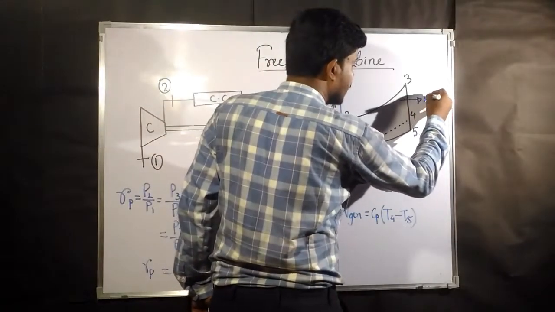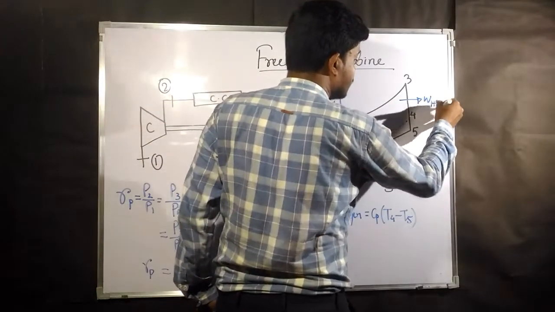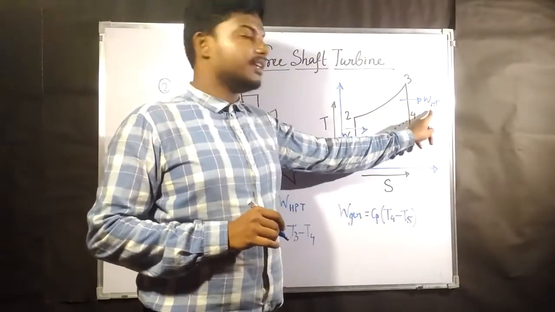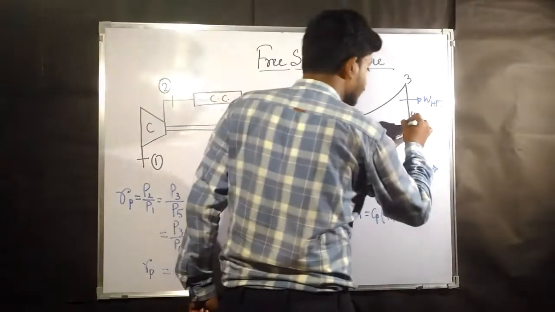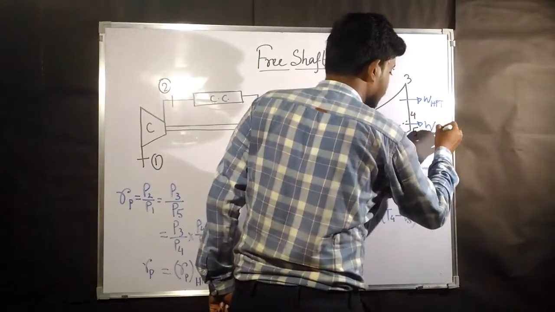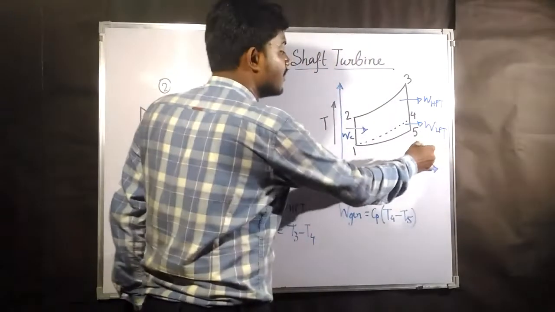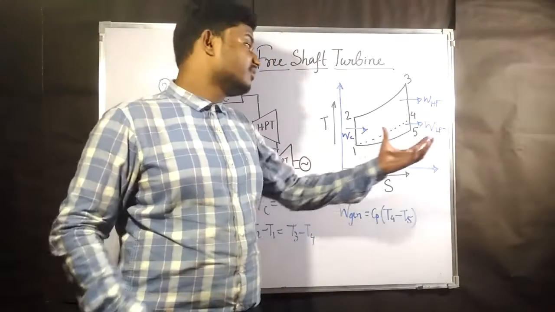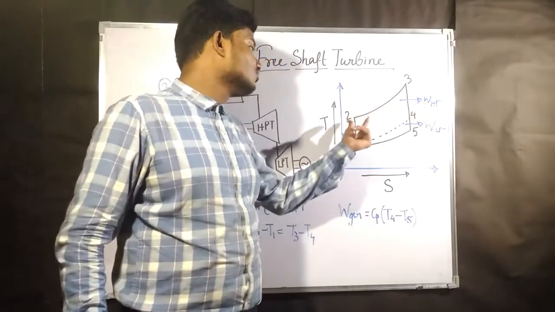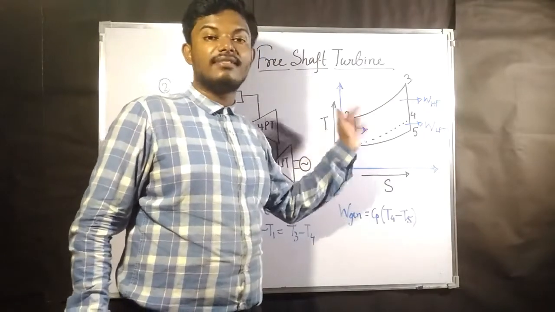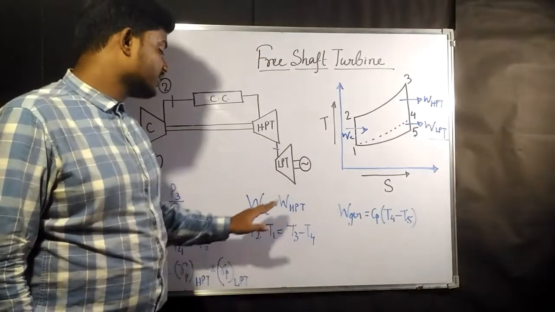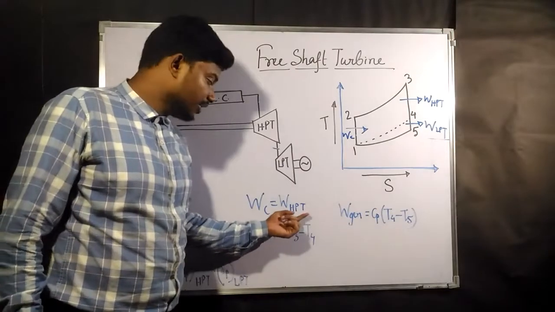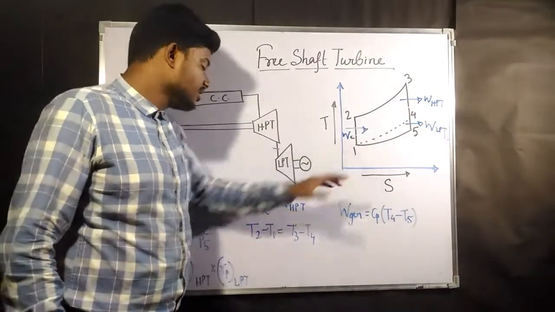From 3 to 4 we are getting WHPT, and from 4 to 5 we are getting WLPT. So this is the amount of work we are going to receive, and this much work is used to run the compressor. That means from there we can say that WC must be equal to WHPT, because this runs the compressor.